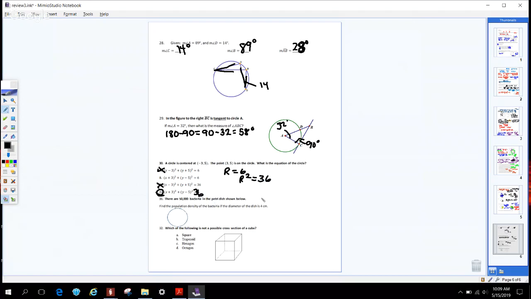Almost done. Here there's bacteria. Bacteria can be counted, so the bacteria is going to be on the top, and then the area is going to be on the bottom. So it tells us the diameter is 4. Because the diameter is 4, that makes the radius 2. So the area equals pi r squared. So we've got pi times 2 times 2, which is 12.56. So when we take 50,000 divided by 12.56, we're left with 3,980.9.